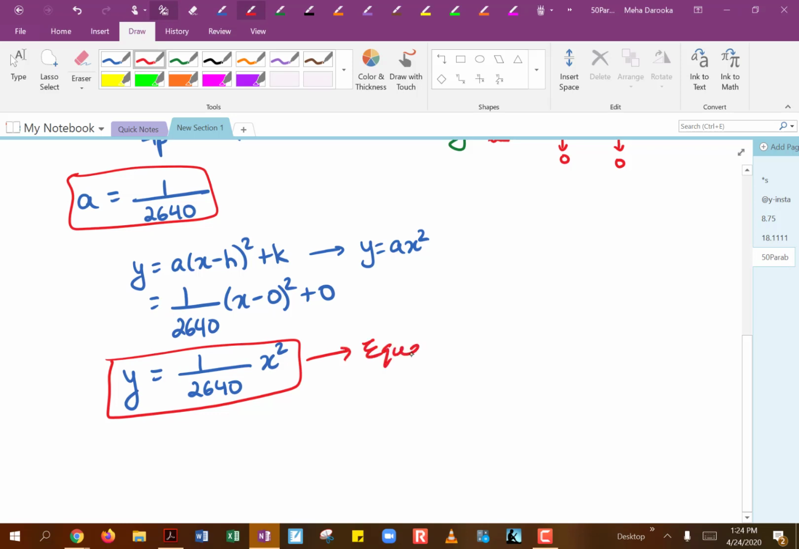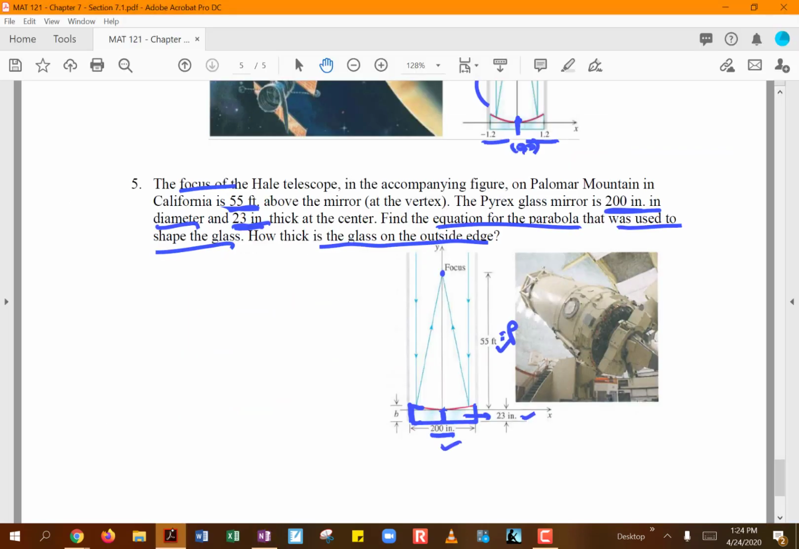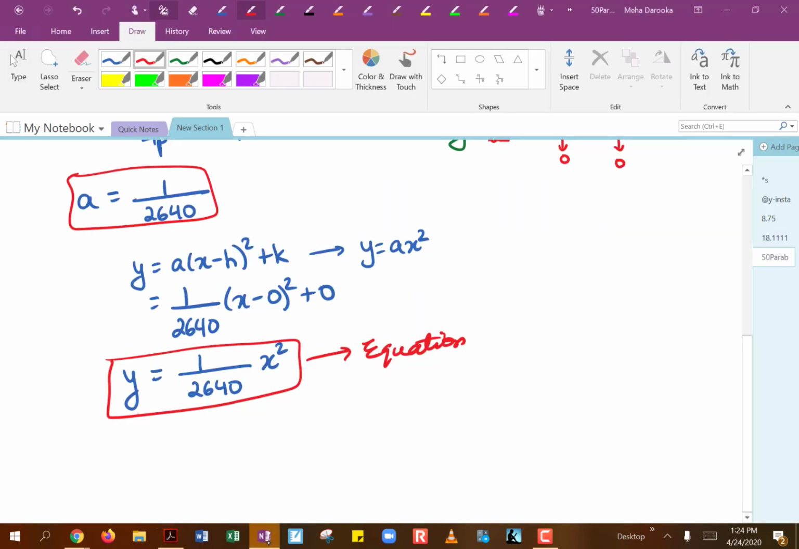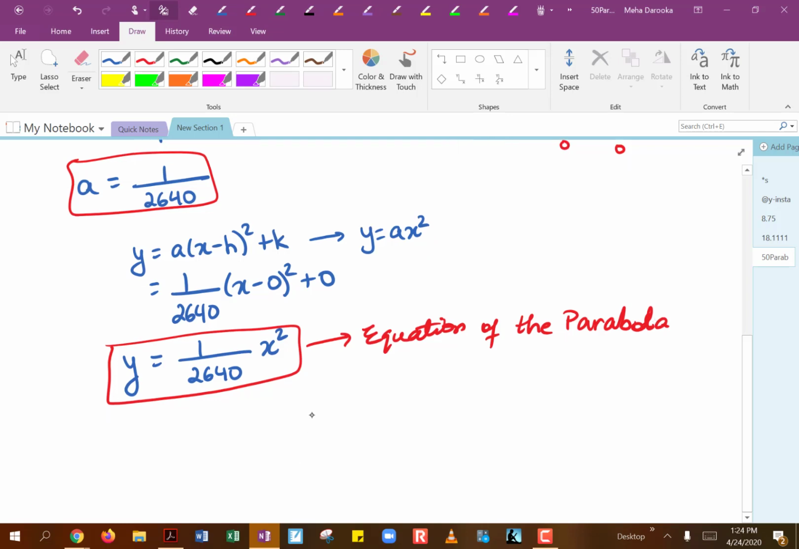So this is the equation that they used when they were designing that parabolic mirror, or I guess it was a Pyrex glass mirror, the Pyrex glass mirror for the telescope. Okay, so we have our equation. Now let's look at what that thickness is going to be.